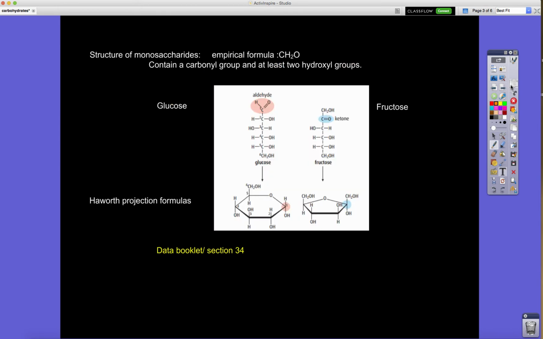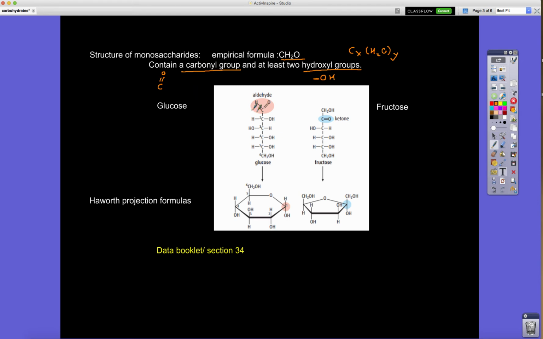Now let's look at monosaccharides. Monosaccharides have this empirical formula, sometimes we show it as CxH2O. That's why it's known as carbohydrate, carbon hydrate. So their empirical formula is that. They always have a carbonyl group, a C double bond O, and at least two hydroxyl groups, OH attachments.